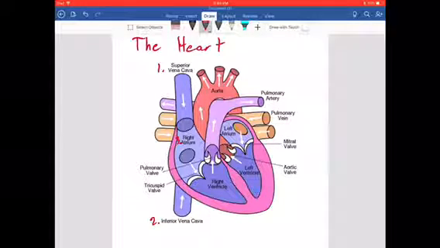The right atrium is connected through the tricuspid valve, which is here, and is then connected to the right ventricle, which is here. The right ventricle is connected to the pulmonary artery through the pulmonary valve, which is located here. And the pulmonary artery is up here, and blood gets pumped up to both the right and left lungs through the pulmonary artery.